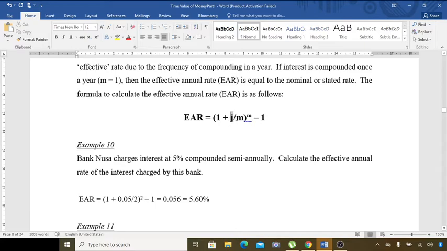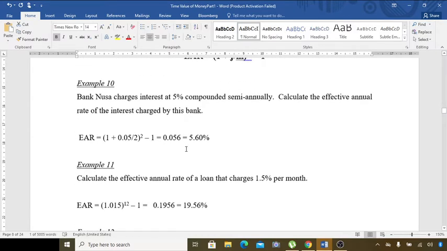Now, are this j and m alien to you? No, because it's the same j, which is the nominal interest rate, or the stated interest rate, and m is still our frequency of compounding in a year. It can be annual, semi-annual, quarterly, or monthly. So let's look at this example.